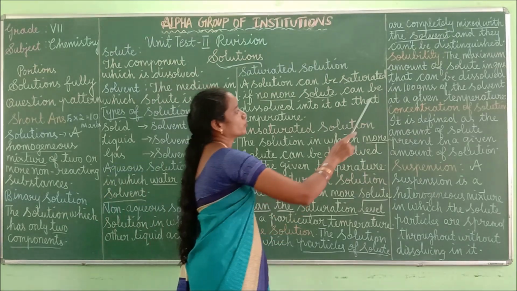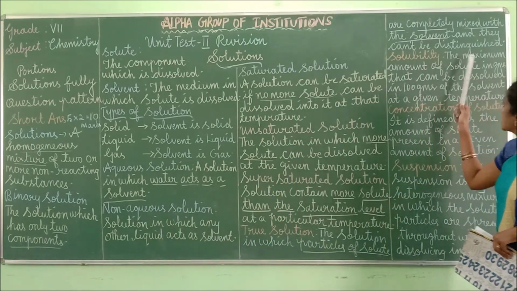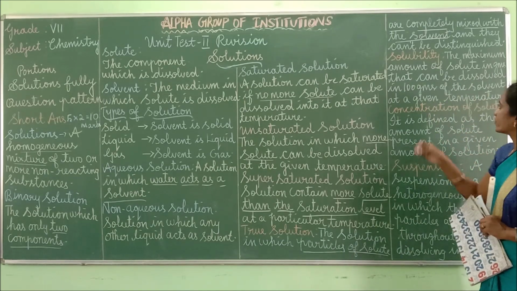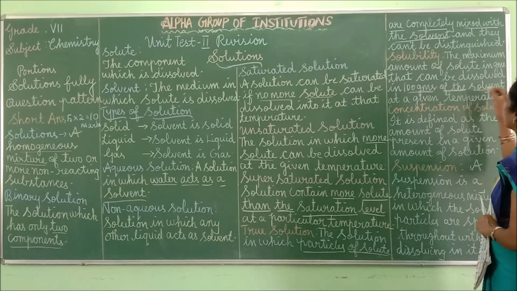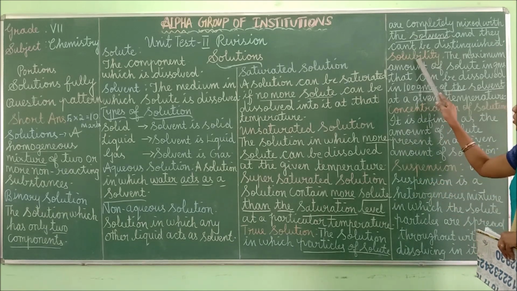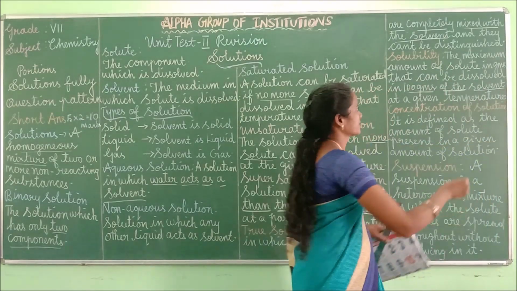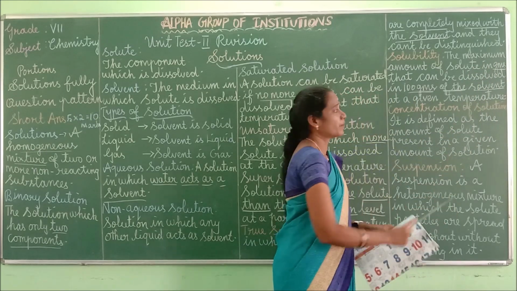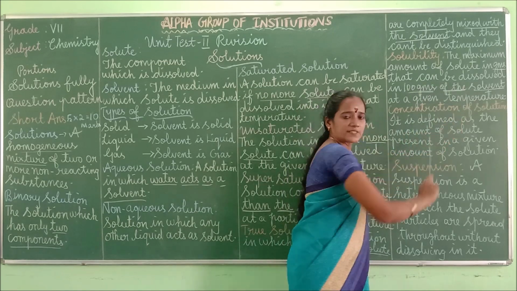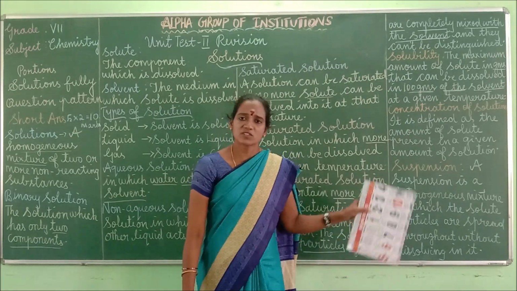Good. Next we can move to solubility. What is meant by solubility? Here the maximum amount of solute in grams that can be dissolved in 100 grams of the solvent at a given temperature, then it is called solubility. What is meant by solubility? The maximum amount of solute in grams that can be dissolved in 100 grams of the solvent at a given temperature. Then this is known as the solubility.